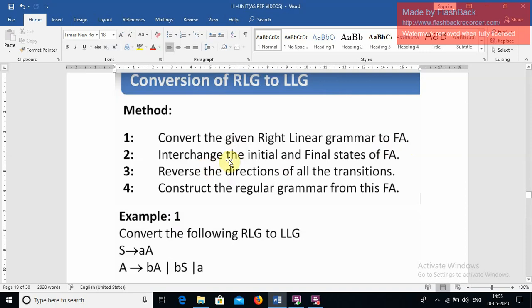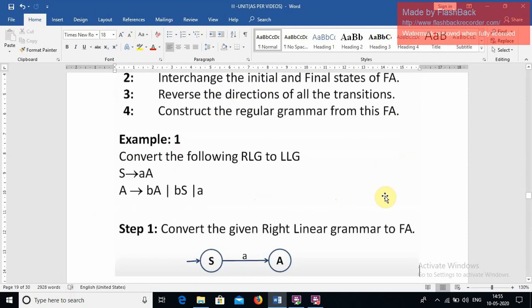Then interchange the initial and final states of the FA. The initial state is represented with a circle with an arrow, and the final state is represented with two circles. In the circle we write the name of the state. Then reverse the directions of all transitions. In the FA we have a set of transitions, so we reverse them, and finally construct the regular grammar for this FA. Now let's go with an example.